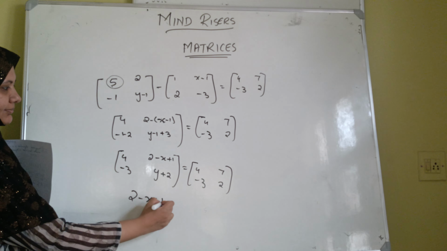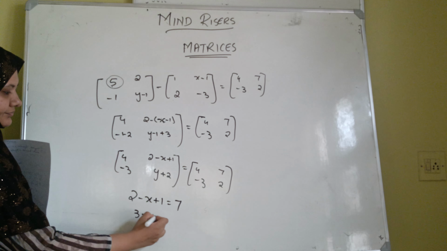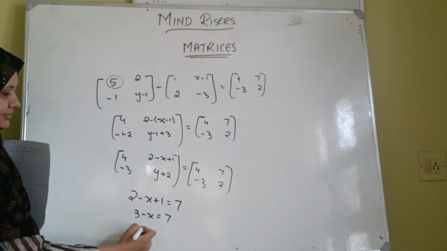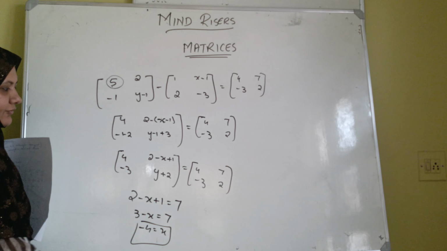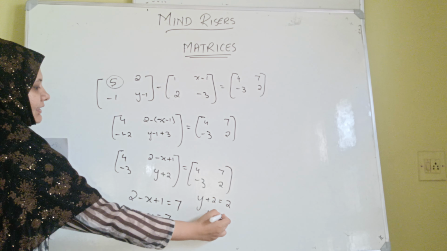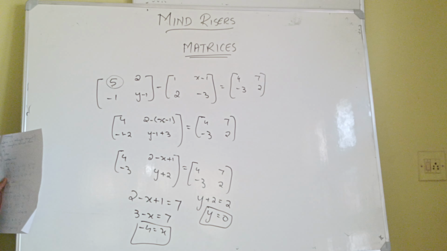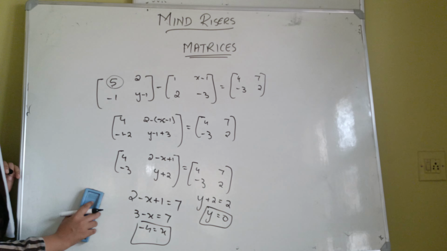So 2 minus x plus 1 is equal to 7. Therefore, our x would be minus 4. Now y plus 2 is equal to 2, so y will be 0. Alright, let us do another similar sum.